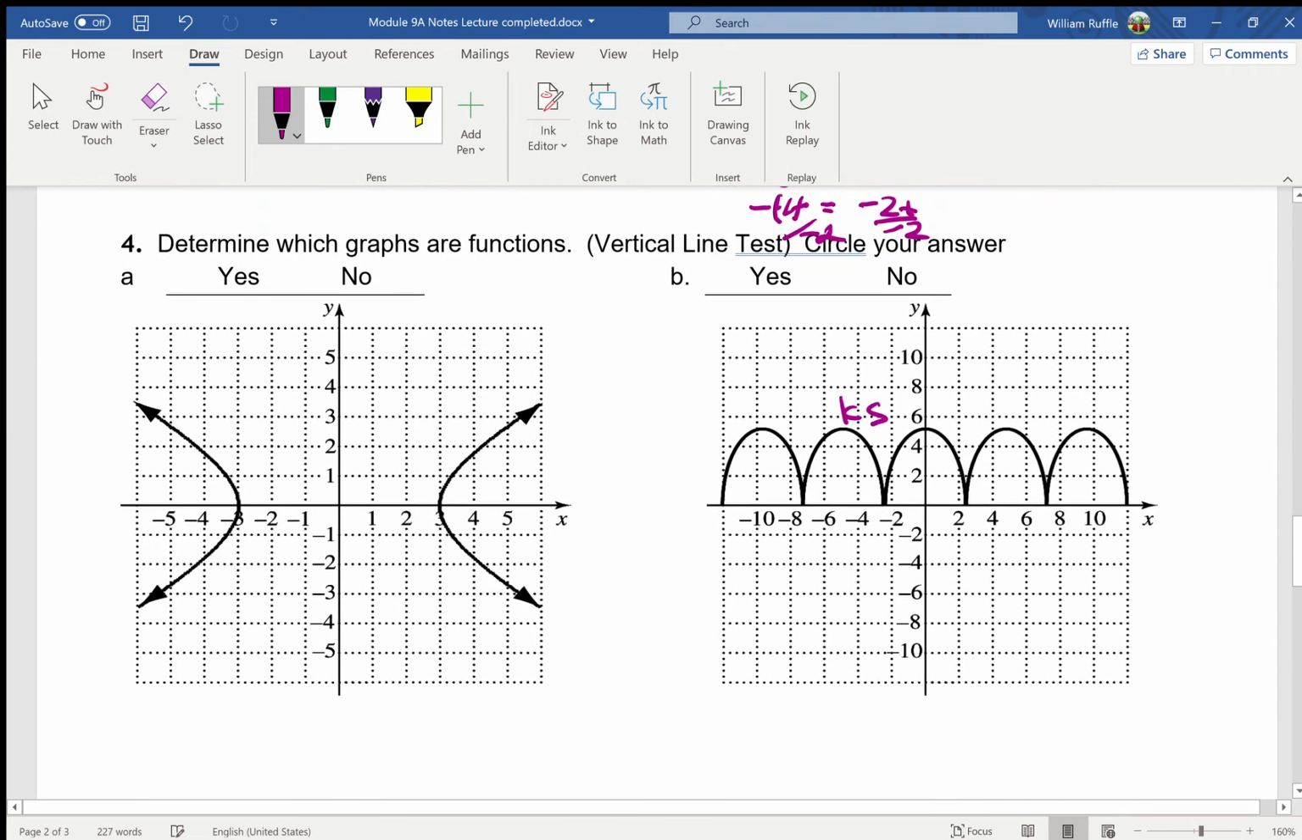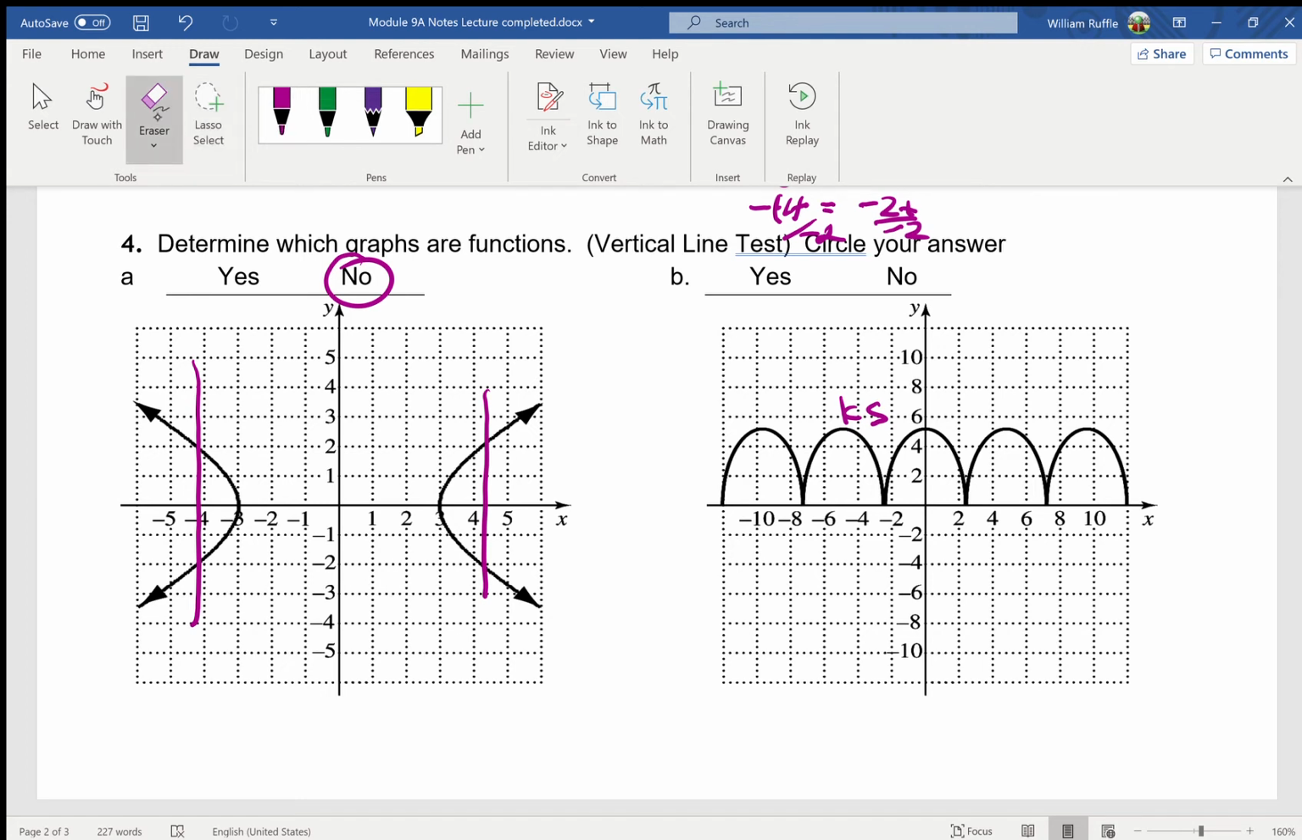Now we're going to do a vertical line test. If I can draw a vertical line and it hits the graph twice, it is not a function. So right away I can see right here, if I draw a vertical line right here, it crosses the graph twice, so this is not a function. And I could actually draw that vertical line here too, so I could draw it in 2 different spots.